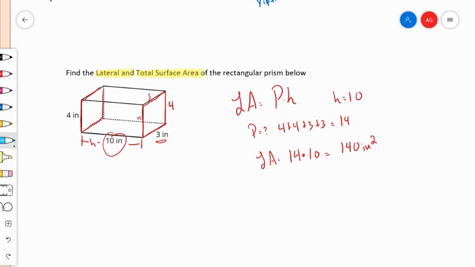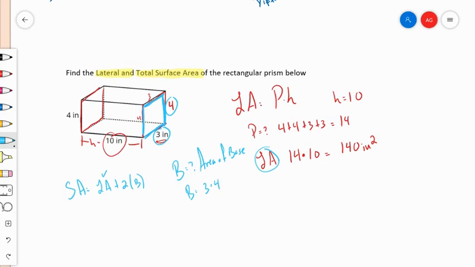Now we're going to look for the total surface area. We already know that it is going to be the lateral area plus 2 times the area of the base. We just found the lateral area, so I'm going to give that a check because I already know that. The only thing I have to worry about is, what is big B? Remember, that's just the area of the base. Here my base is a rectangle, and the area of a rectangle is just base times height. So big B is just 3 times 4.